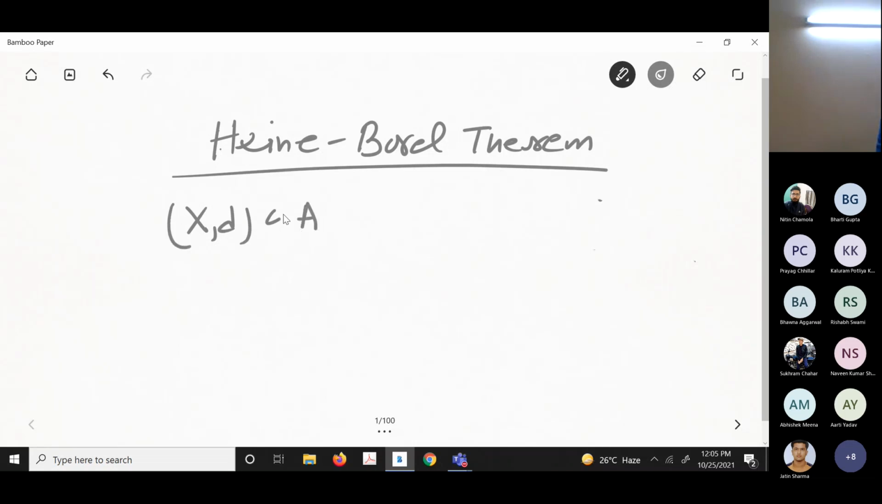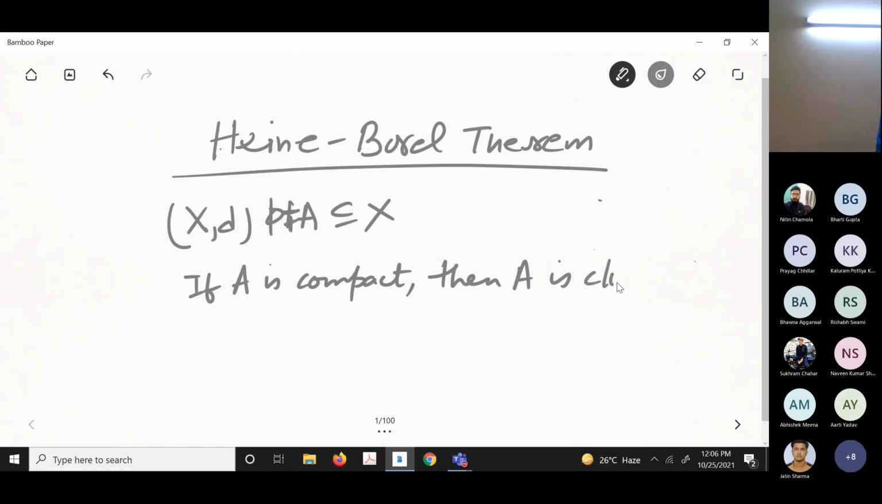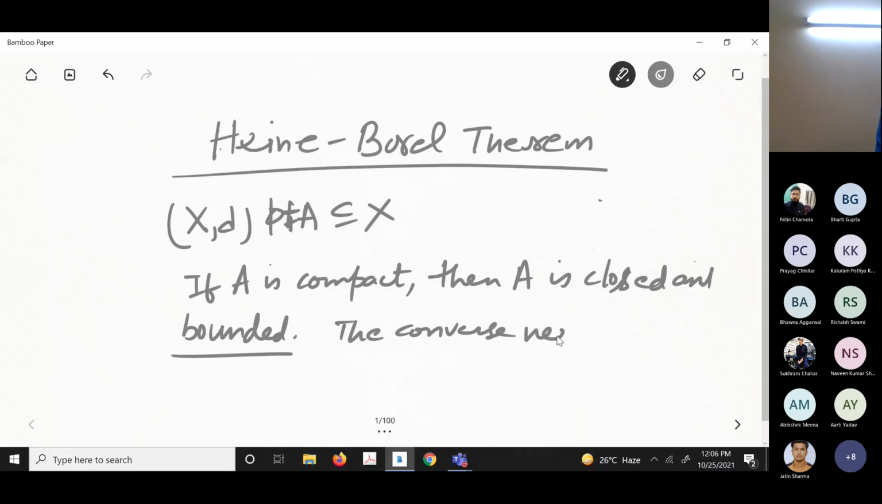and of course you can assume A is a non-empty subset of X, then if A is compact, then A is closed and bounded. But the converse need not be true.